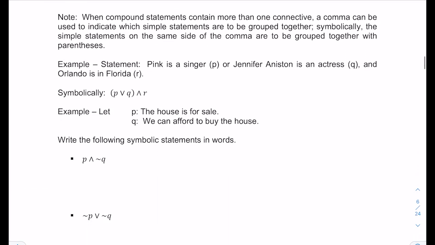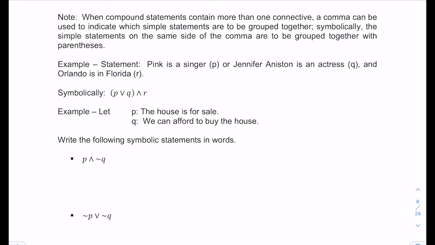When compound statements contain more than one connective, a comma can be used to indicate which simple statements are to be grouped together. Symbolically, simple statements on the same side of the comma are to be grouped together with parentheses.